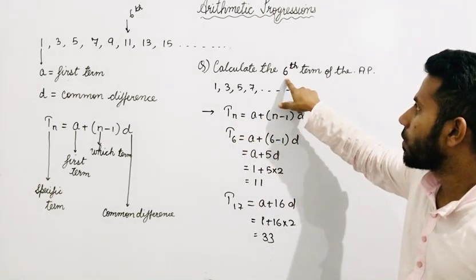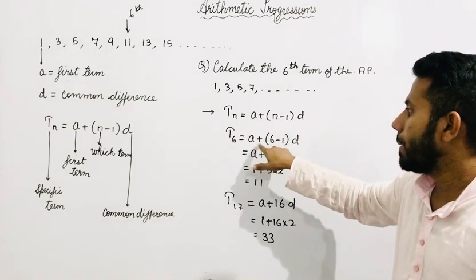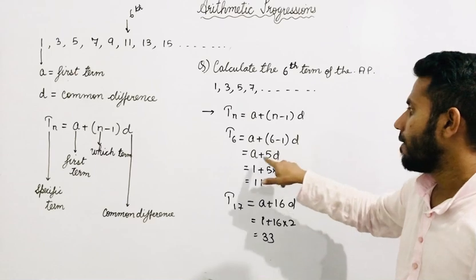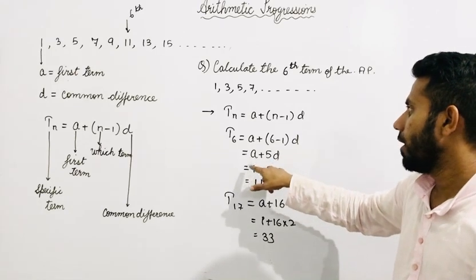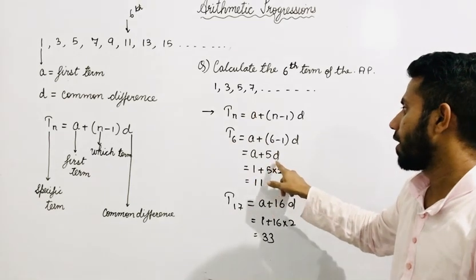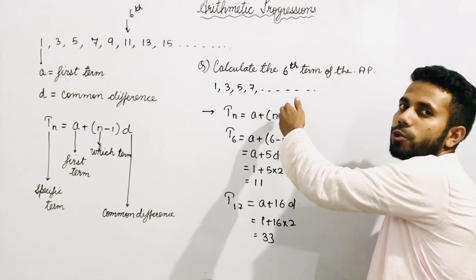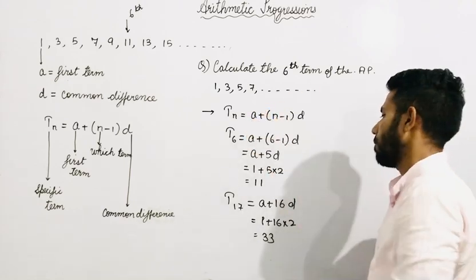Which term do we have to calculate? The sixth term. So T6 equals A plus (6 minus 1) into D, that is A plus 5D. The A value is 1. The D value is 3 minus 1, that is 2. So 1 plus 5 into 2, that is 11. And if you go by the reasoning method also, you get that 11 is the sixth term of the AP.